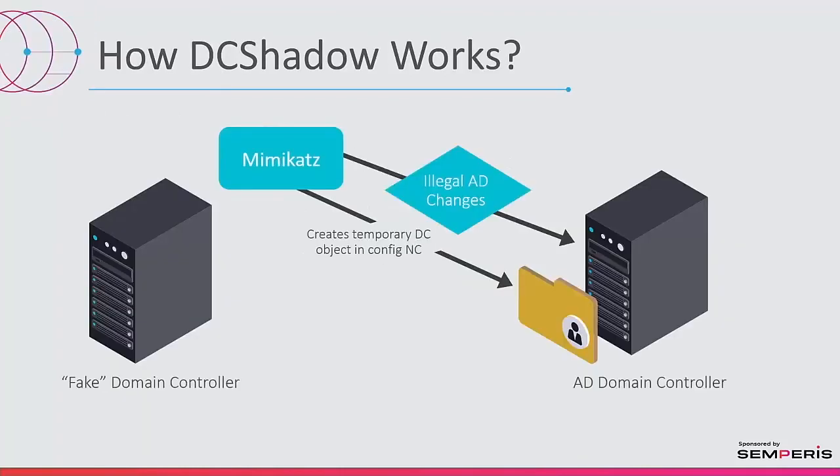Just to see this graphically, you've got your fake domain controller, which could be really any Windows server, and Mimikatz running on it. Essentially, what it does is it creates a temporary DC object in the config naming context, just enough and keeps it there long enough to push AD changes into an existing read-write domain controller. Those changes show up in Active Directory and then get replicated around, but they never show up in the security event log on that originating DC.